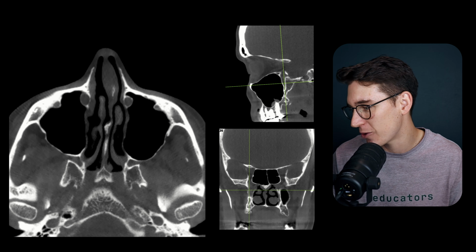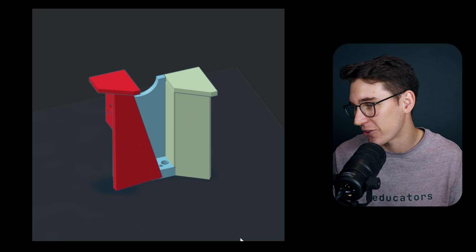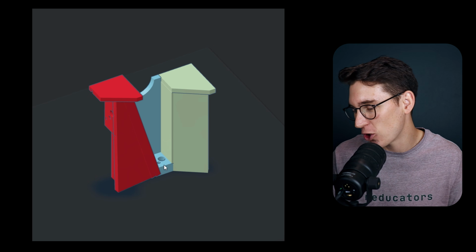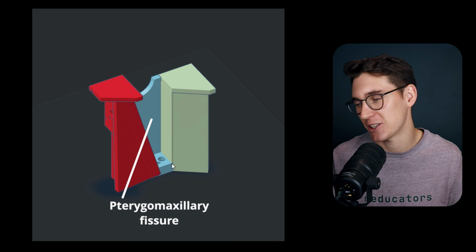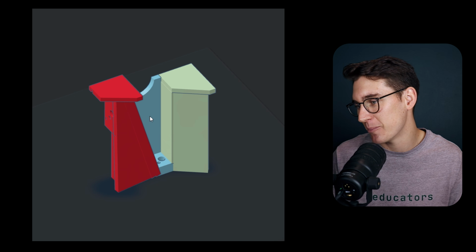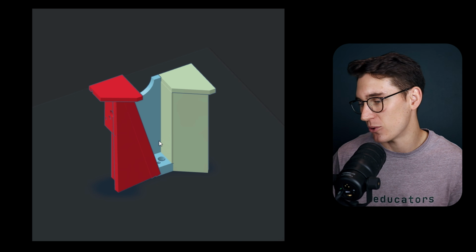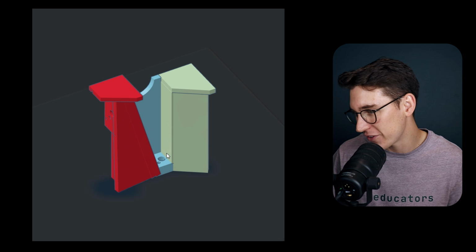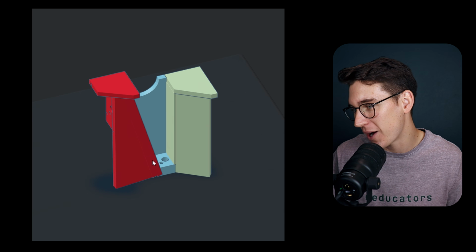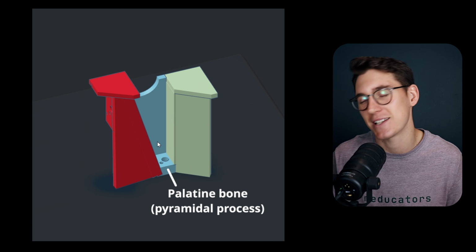We can see the pterygomaxillary fissure represented on our 3D model as well here. It's this opening here that's the pterygomaxillary fissure. So we know the anterior, medial, and posterior walls, and we know that the lateral wall is opening out into the infratemporal fossa. The floor of the pterygopalatine fossa is made up by the pyramidal process of the palatine bone.